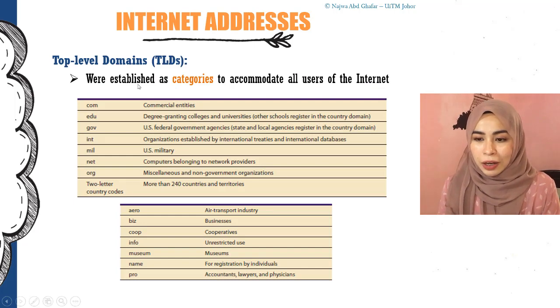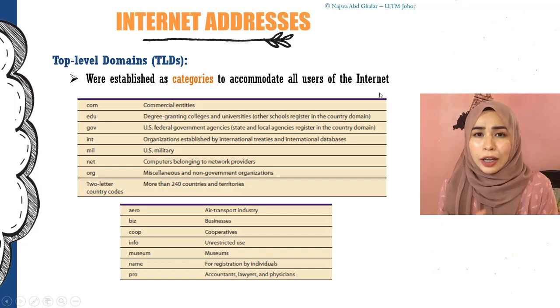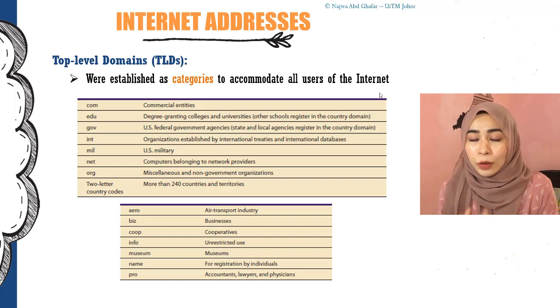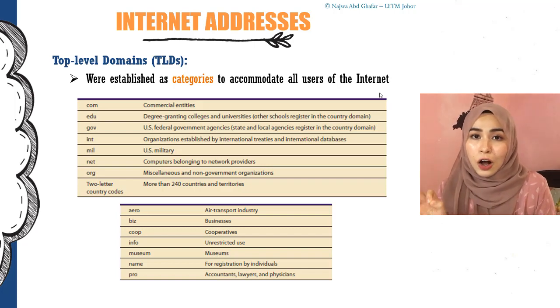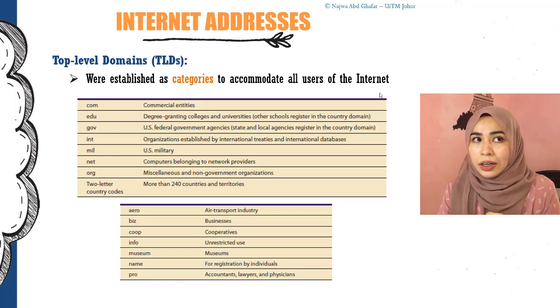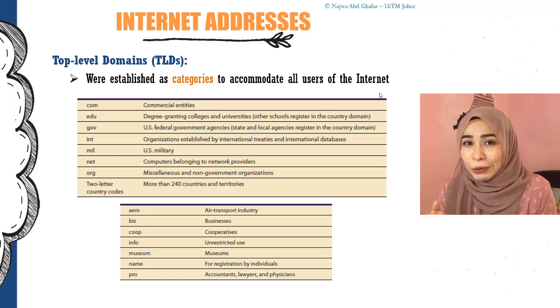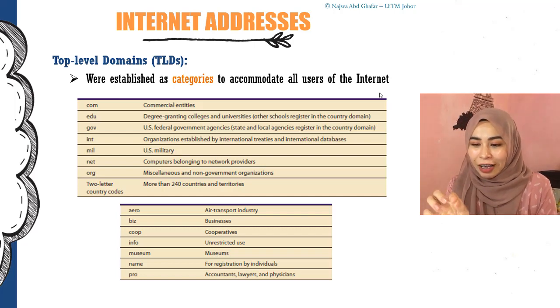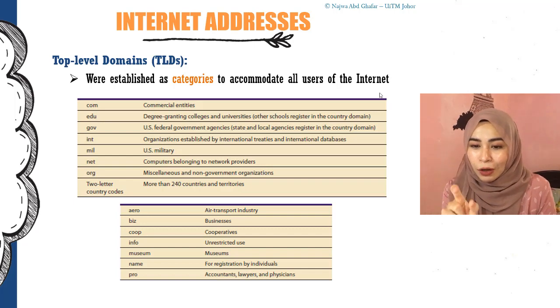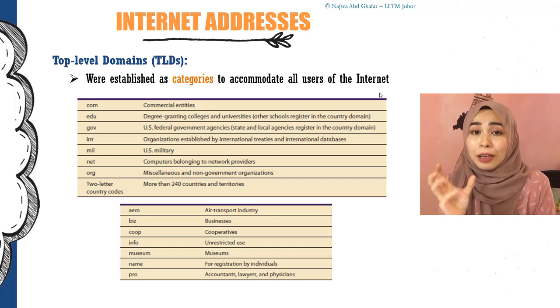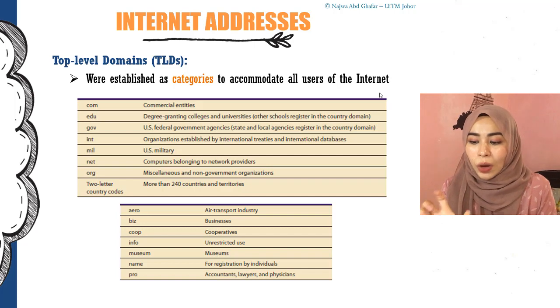So top level domains were established as categories to accommodate all users of the internet. If you take a look at your web pages, every single web page or website inside your World Wide Web will have its top level domain. You have google.com, you have MSU, and uitm.edu.my. Every single .com, .edu, .gov means something. Every single website or URL is given its own category.